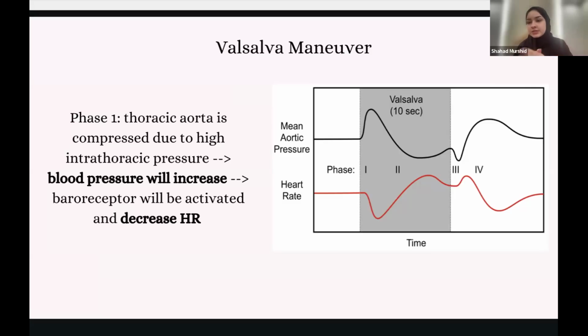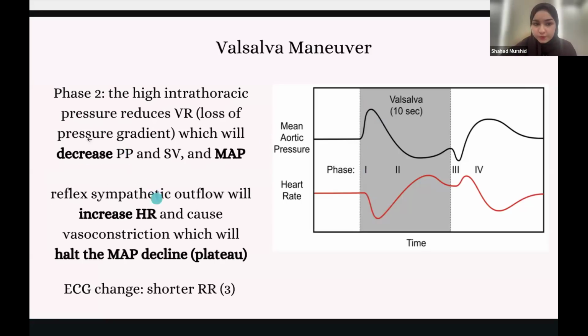If you have an increase in this, this is going to decrease. If you have a decrease in this, this is going to increase. So this is what you're seeing in the first phase. The blood pressure is increasing and then the heart rate is decreasing. Due to what? Due to increased intrathoracic pressure, which compresses the aorta.